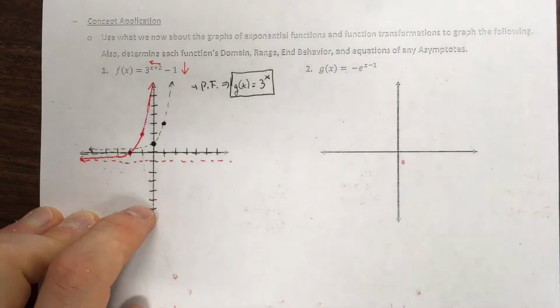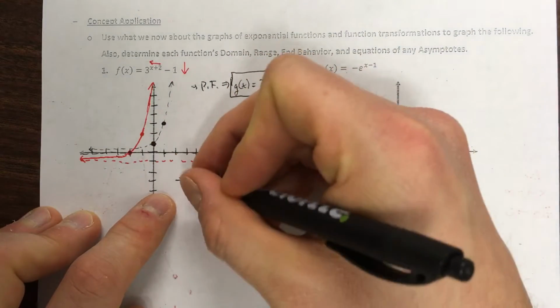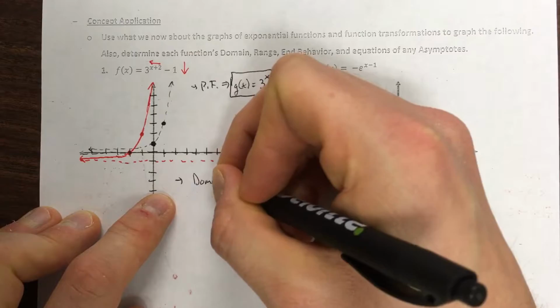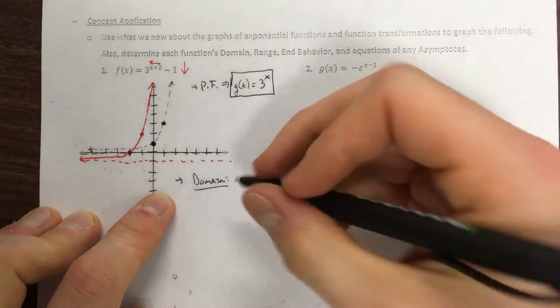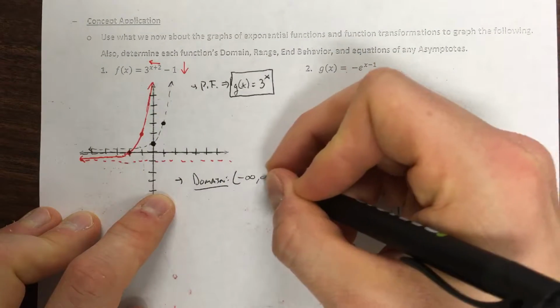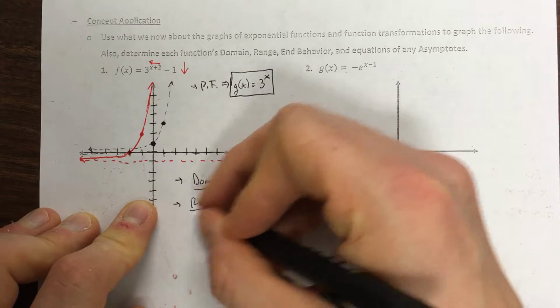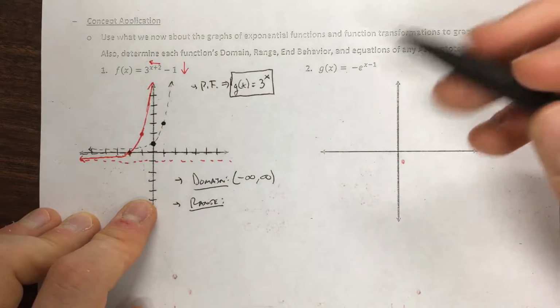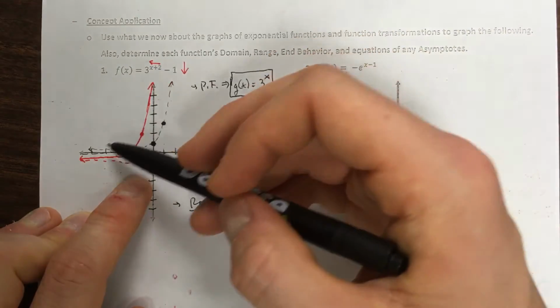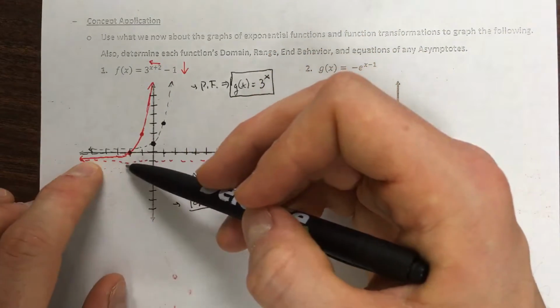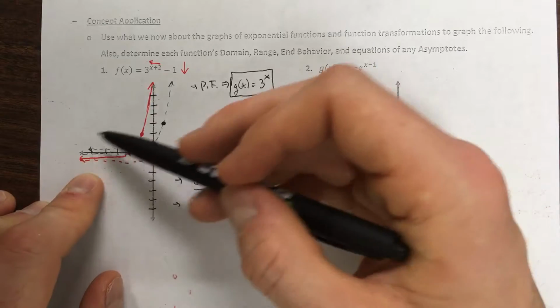Now, we want to talk about domain, range, all that stuff. Here, we can talk about domain. It's still -infinity to infinity. It's going forever in both directions. If we think about range, well, this function here is approaching -1, but it never touches, and then it goes on towards infinity.